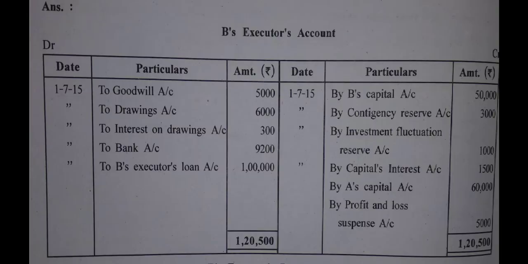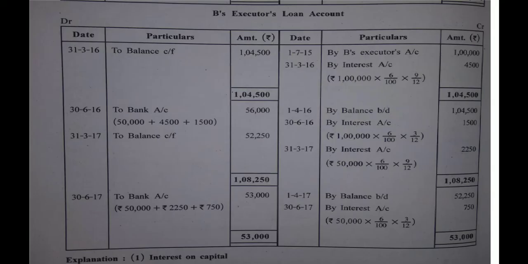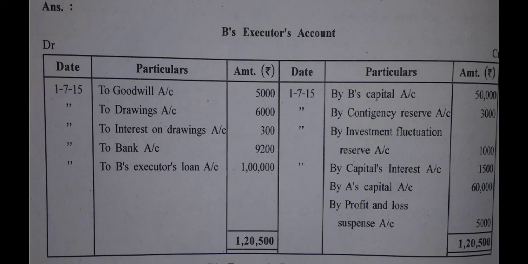We have prepared B's executor's account and loan account. Firstly, we'll finish preparing B's executor's account, and only then we can begin preparing B's executor's loan account. And as I said, executor's account is just similar to the capital account. So the very first thing written on credit side of B's executor's account is, you can see, by B's capital account 50,000.